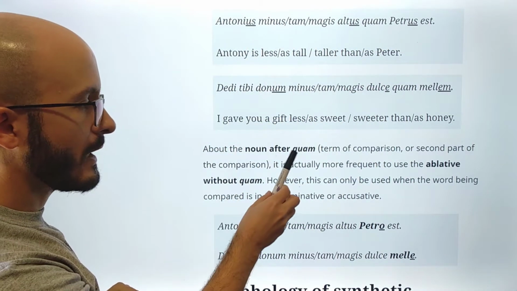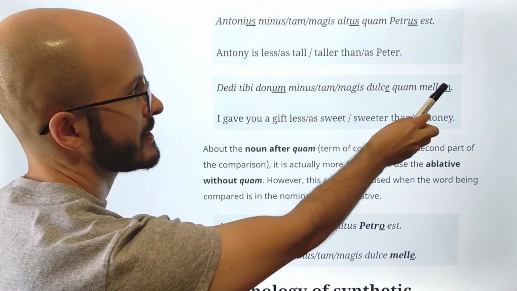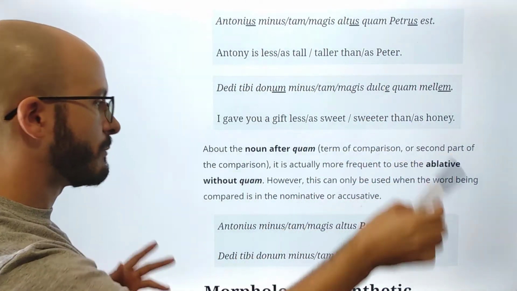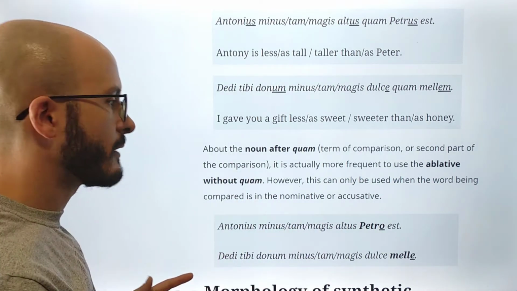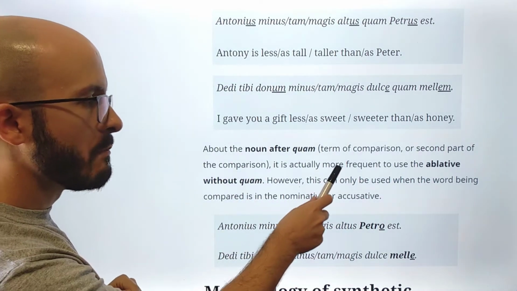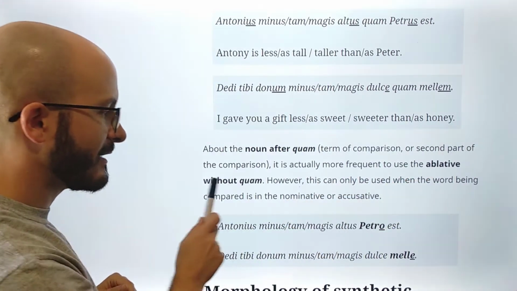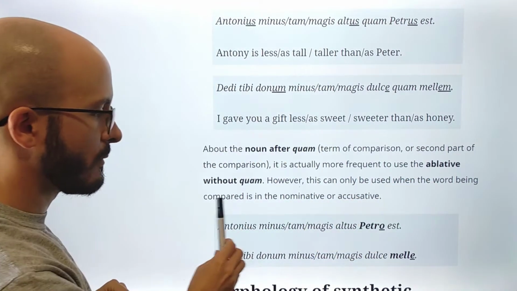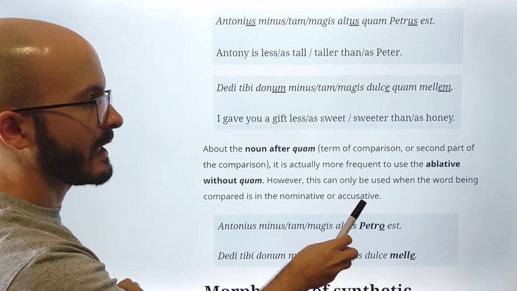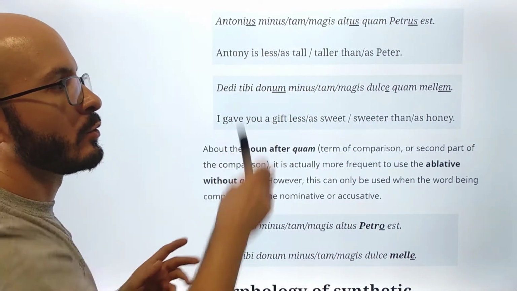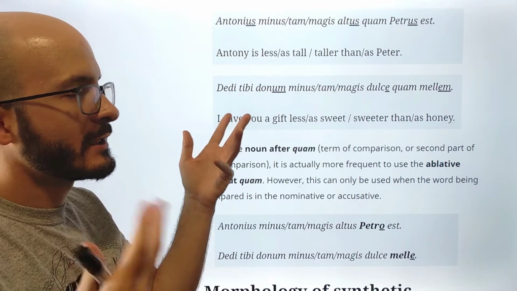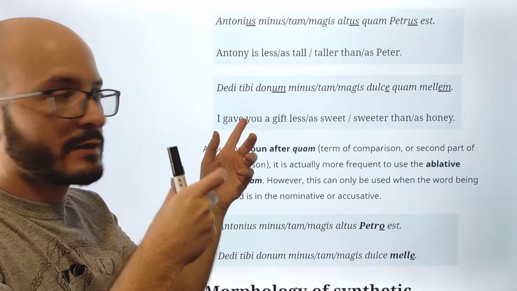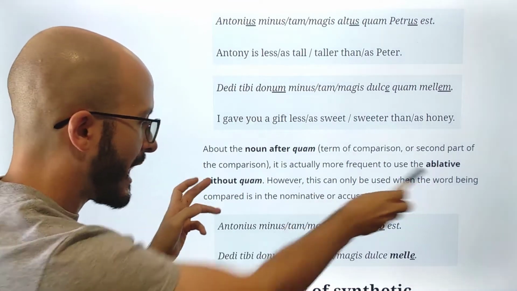Now, about the noun after quam, so this and this, okay? About this term of comparison, second part of the comparison, second member of the comparison, whatever. It is actually more frequent to use the ablative without quam. However, this can only be used when the word being compared is in the nominative or the accusative. So, for example, here, but we could also be comparing, for example, the indirect object. In that case, we cannot use this ablative, okay?